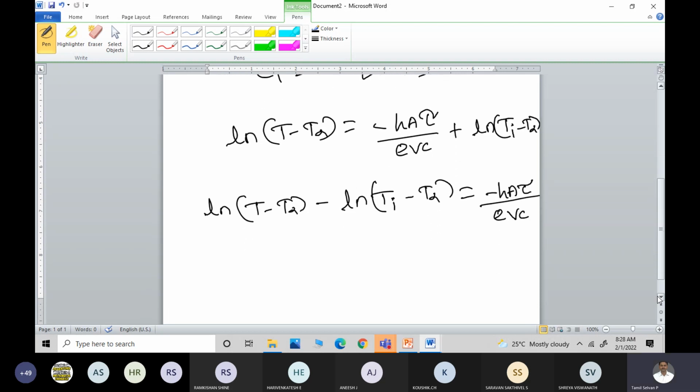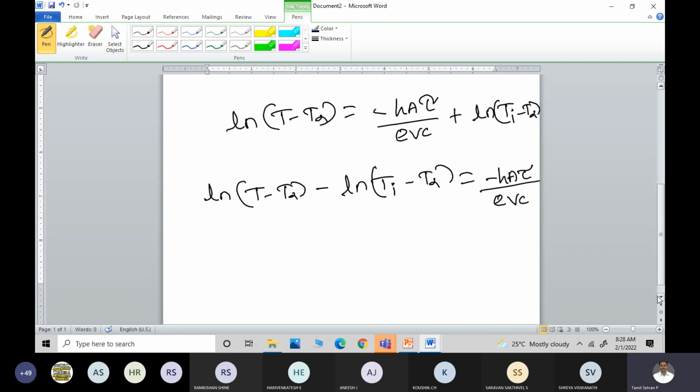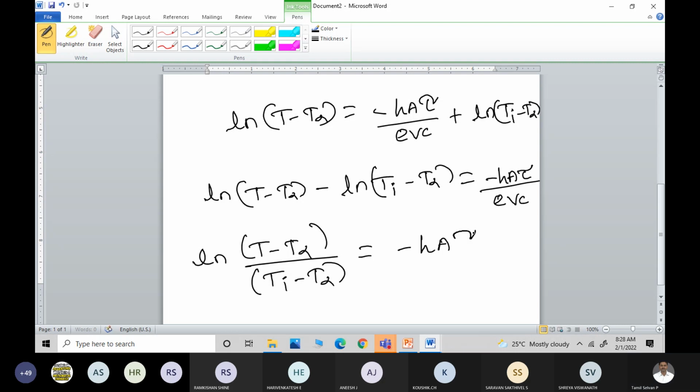Now, in natural log, we can rewrite it as natural log of T minus T infinity divided by Ti minus T infinity, where Ti is nothing but the initial temperature, T is the temperature after time tau seconds, and T infinity is nothing but the surrounding fluid temperature. Is it fine, students? Yes, sir.